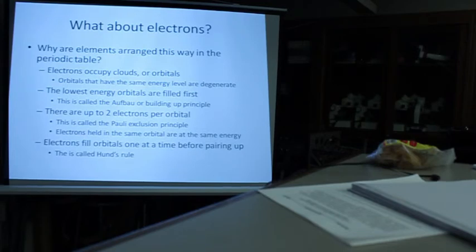Okay, and then the last thing is, as electrons fill into these orbitals, like we just talked about, there's 3 p orbitals. When they go into these p orbitals, they want to enter one at a time. They don't want to be paired up with each other.